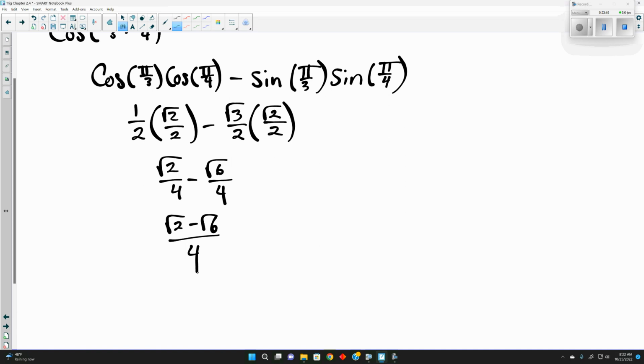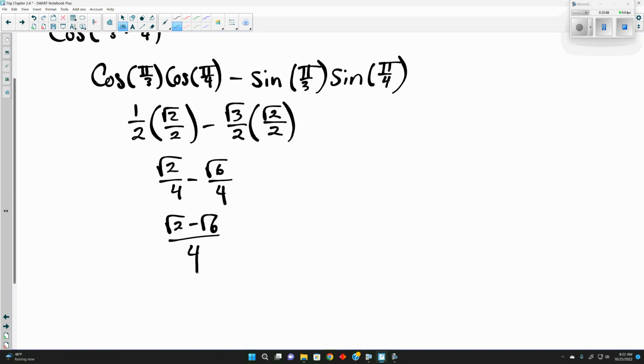Janessa, is that what the calculator gave you? Or did it say negative square root of 6 plus square root of 2 over 4? Same exact thing. But that's it. Questions on this here?